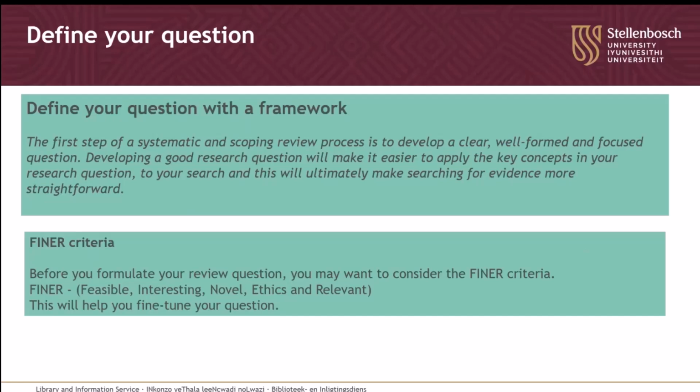The first step of a systematic or scoping review is to develop a clear, well-formed question, and I've emphasized that you have to have a good question. That's going to make it easier for you to develop the key concepts in your research question. The search will then ultimately become the evidence, and all of those things will become more straightforward for you. But there's a particular criteria or tool that you can use to build on or strengthen your research question.